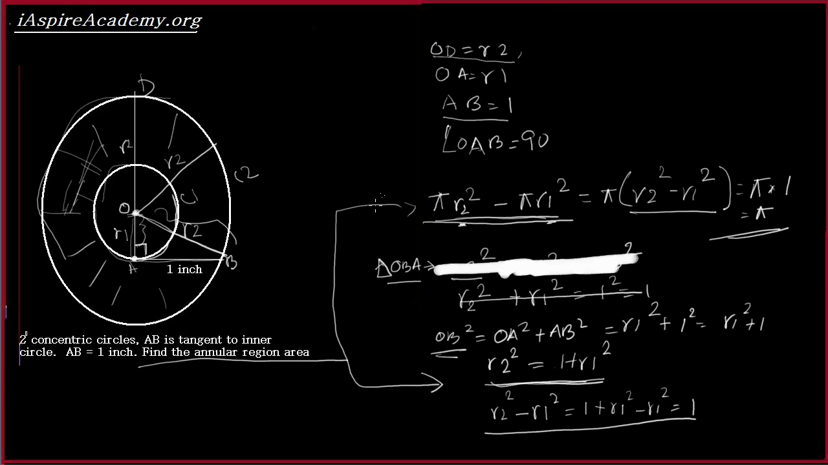So let's recap quickly what we've got. We were asked to find the annular region, and we first found the annular region by subtracting the area of the inner circle from the outer circle. Then we applied the Pythagorean theorem to find an equation involving R1 and R2, and applied that to find the area of the annular region.